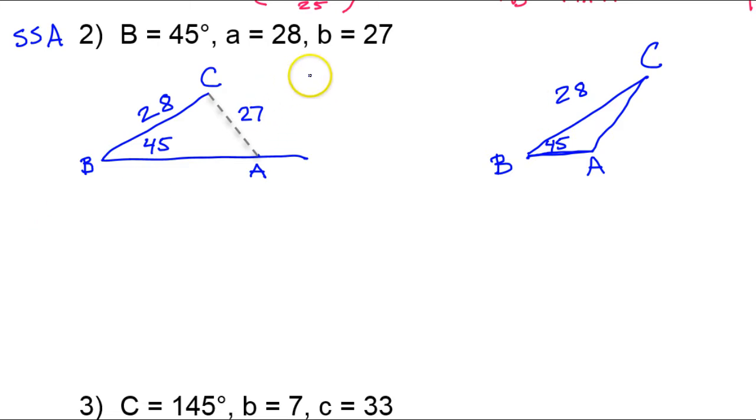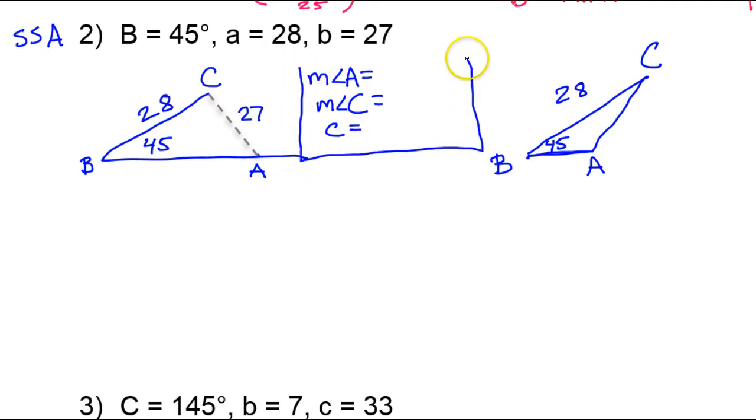Okay, so I'll make a little list up here. We need to find the measure of angle A, which is missing. We're going to need that. We're going to need the measure of angle C. And we're going to need side C. Okay, so ultimately we're going to have all that information in this box.